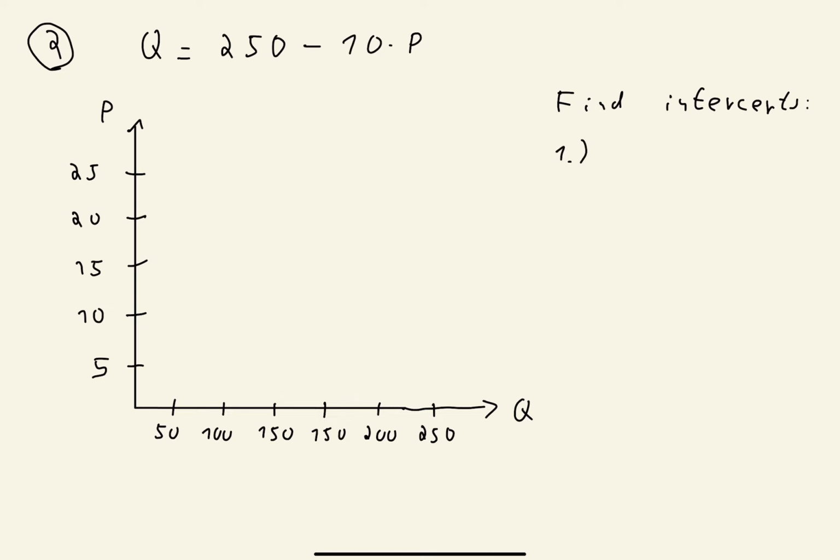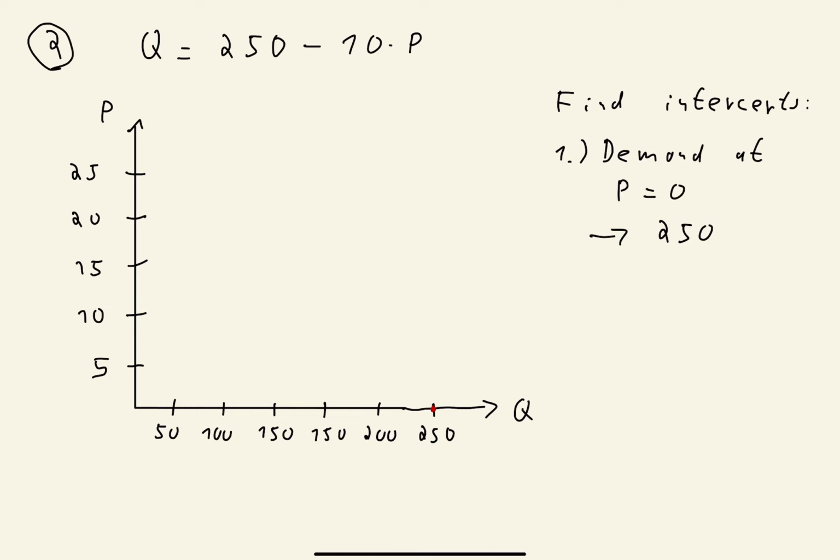So first, we want the demand curve when the price is 0. Demand at p equals 0. So for this, we simply enter p equal to 0 into this demand curve that we have there. So this is 250, which tells us that when the price is equal to 0, then the demand will be 250. Therefore, the demand curve will cross the x-axis here at 250.